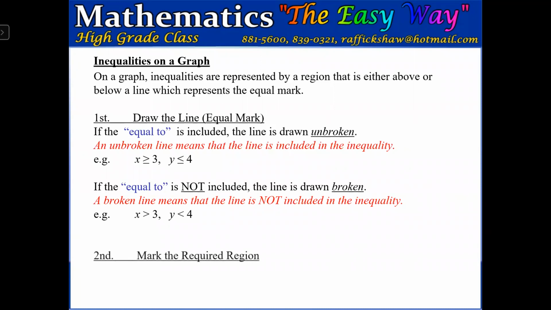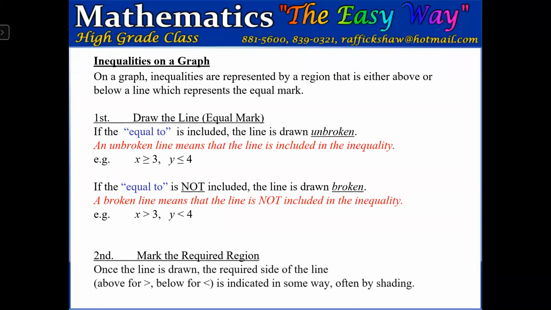All right? The next thing we do, we mark the region that we want. So generally speaking, greater than means above the line, less than means below. So we draw the line first to show the equal mark, and whether I draw the line broken or unbroken depends on whether the equal is there or not. Then we mark the region that we want, usually by shading. Once the line is drawn, the required side of the line, above for greater than, below for less than, you indicate in some way. Most times you indicate it by shading. Shading is what they normally use to indicate the region that you want.